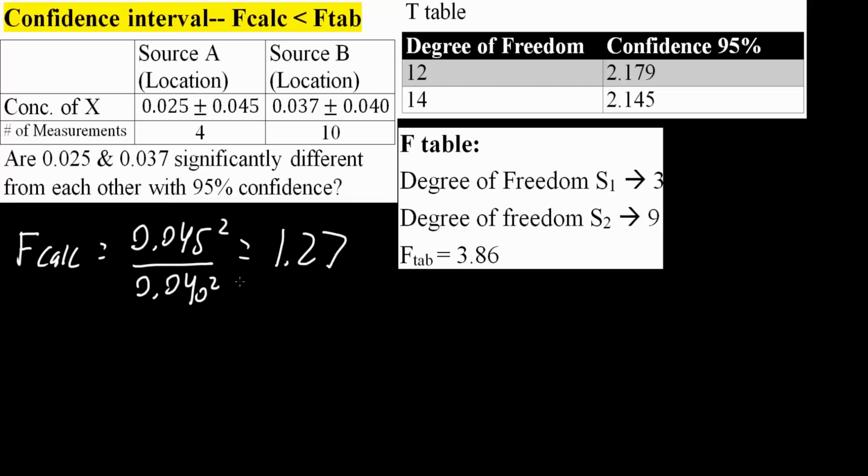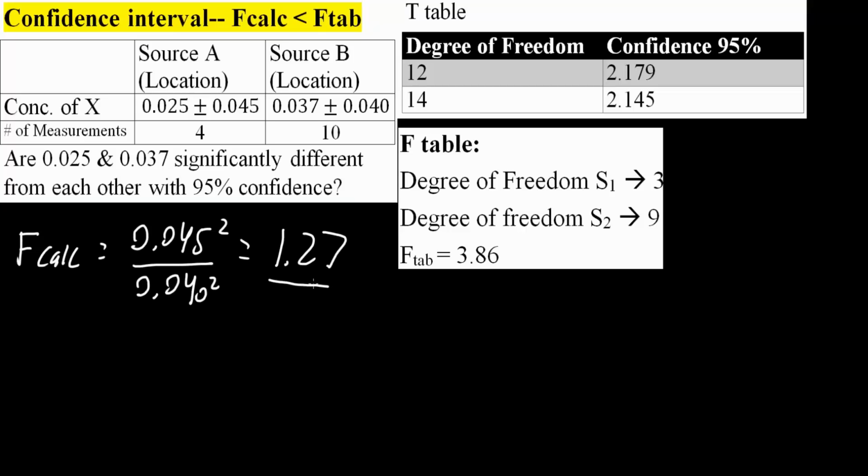Now this is an important note. Fcalc has to be greater than 1. Meaning, if this was 0.04 and this was 0.045, it wouldn't be 0.04 squared divided by 0.045 squared. What we would need to do is switch it. We would assume that this is standard deviation 1 and this is standard deviation 2. And that's an important note.